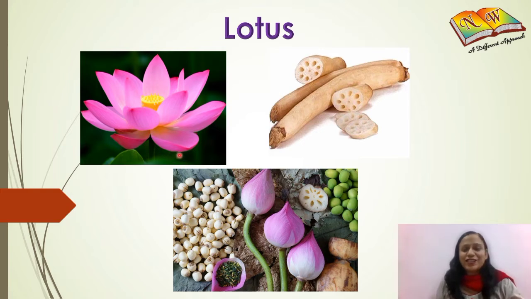Oh, this is our national flower, the lotus. And it has almost all the parts which are edible. But yes, the flower and the stem are the most useful parts of the lotus plant. In addition, the lotus seeds also, you must have had those white little round things which are known as makhanas. They are actually the seeds. They are prepared from the seeds of the lotus plant.